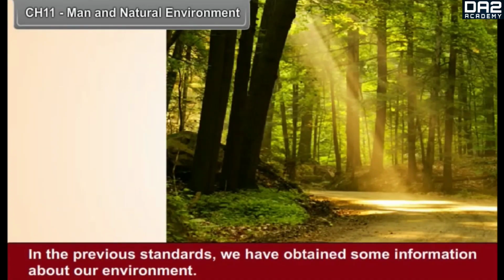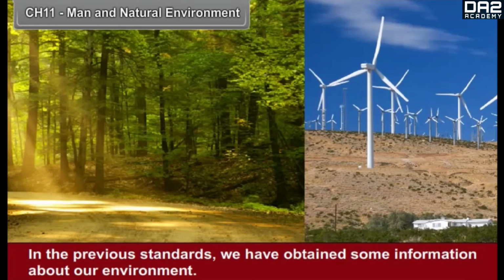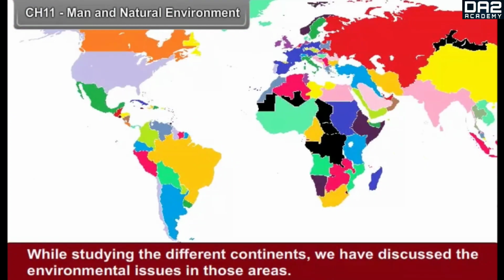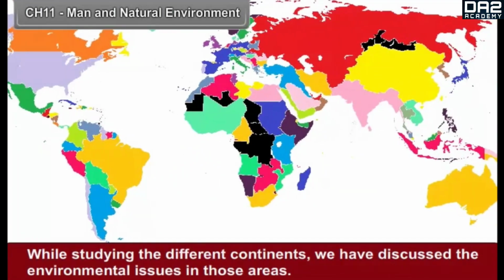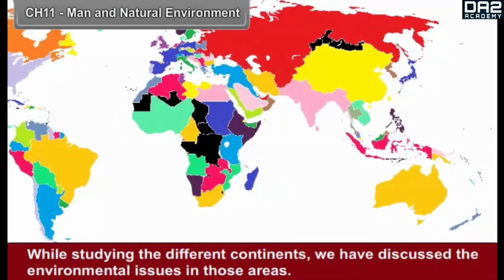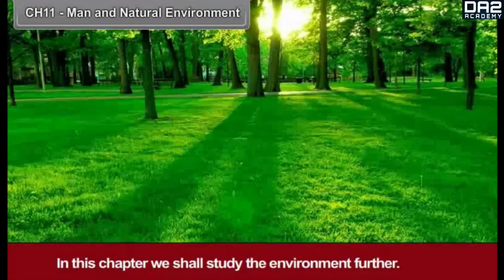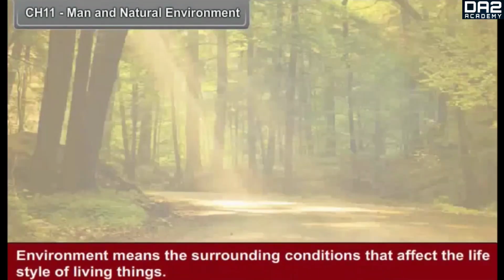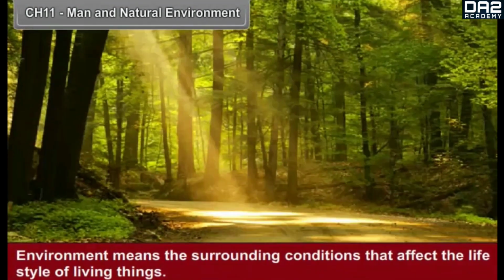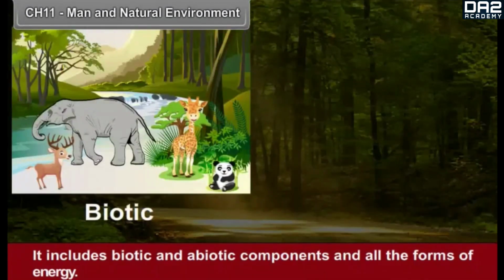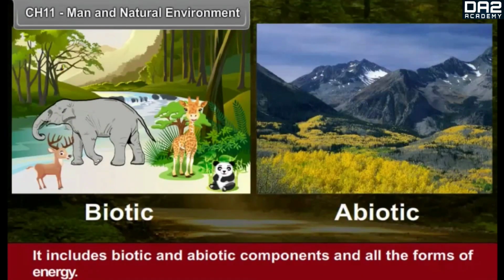In the previous standards, we have obtained some information about our environment. While studying the different continents, we have discussed the environmental issues in those areas. In this chapter, we shall study the environment further. Environment means the surrounding conditions that affect the lifestyle of living things. It includes biotic and abiotic components and all the forms of energy.